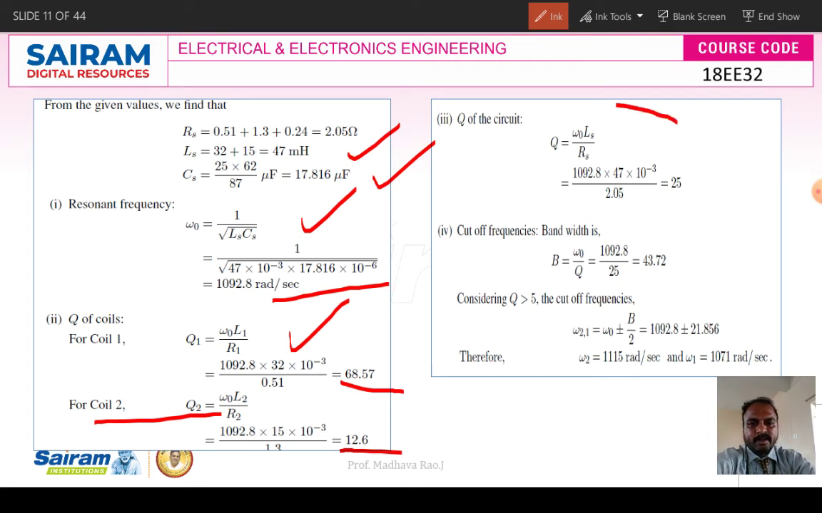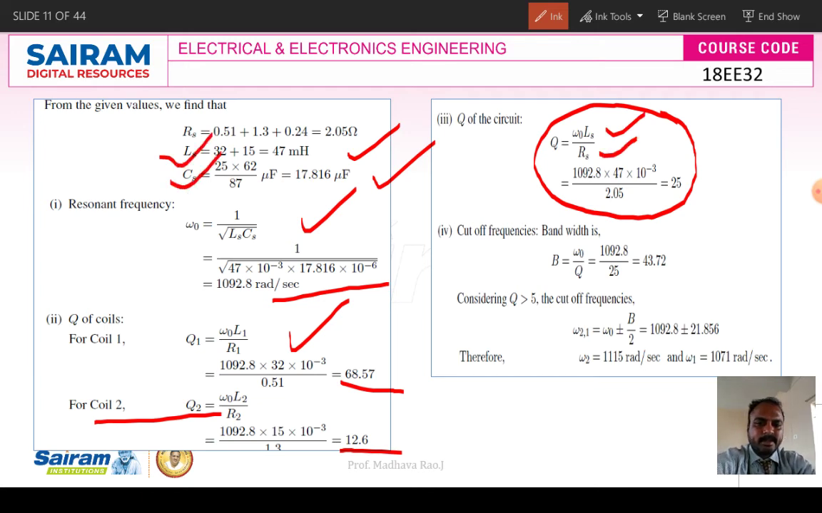Then the quality factor of the circuit is omega naught Ls by Rs. So Ls is 47 millihenries, and Rs, sorry, not Cs, Rs is equal to 2.05 ohm. Substituting all these values, you can get the Q of the circuit.